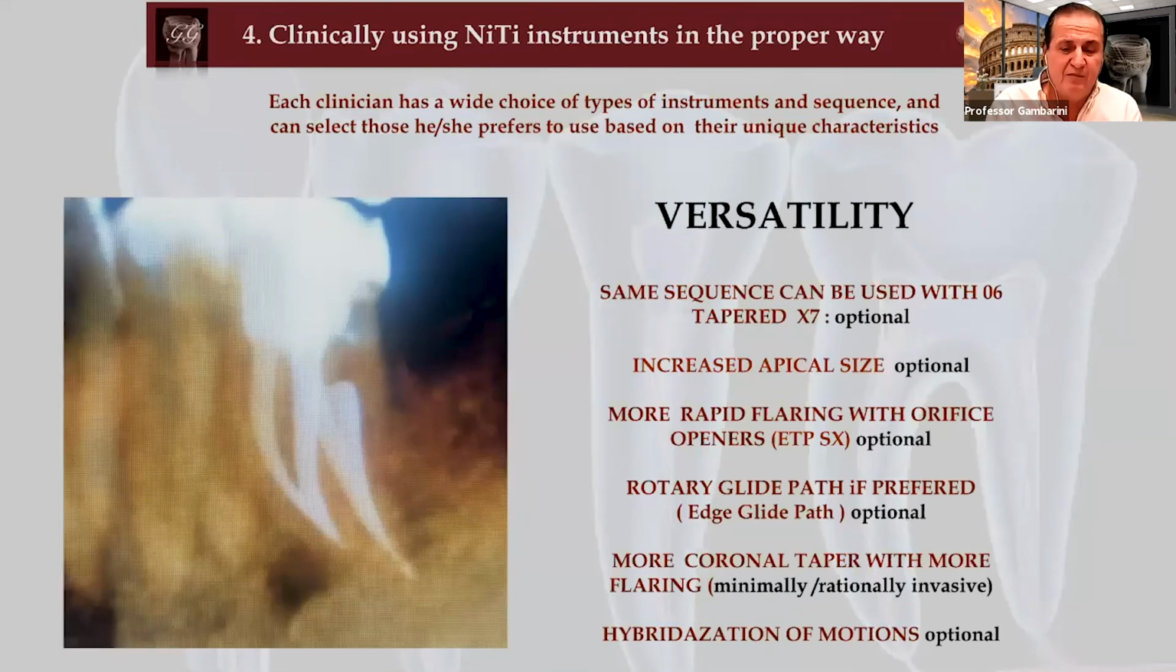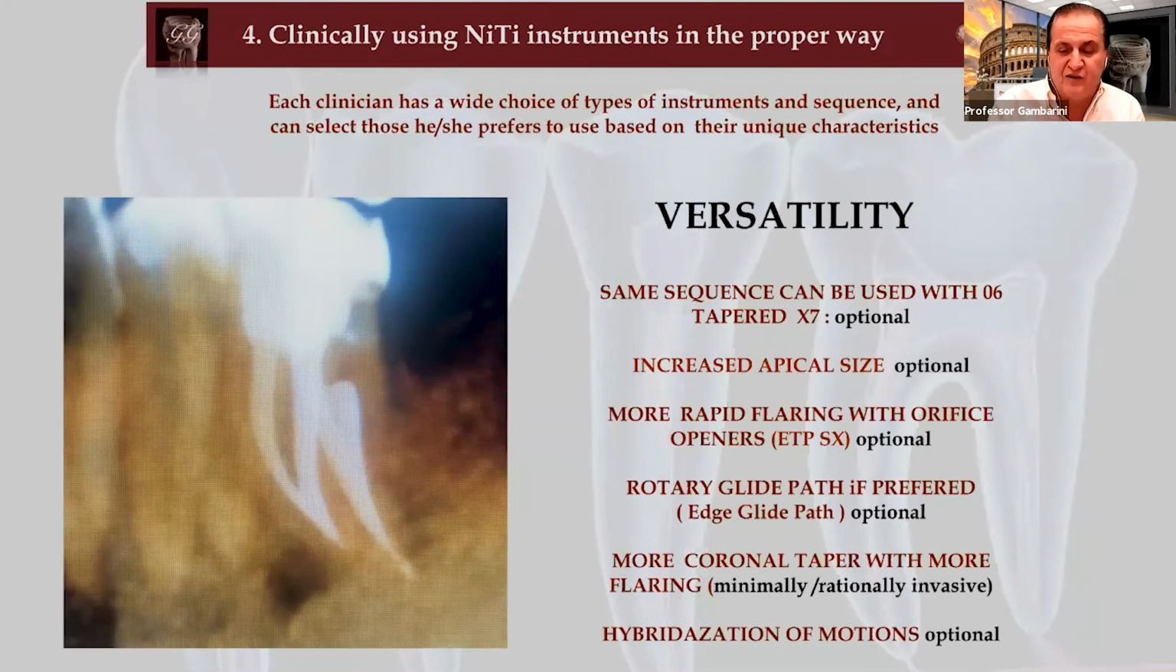But what I like more is that I can be very versatile. So the same sequence, if it's an easy case, I can use with a bigger taper. I can have in my X7 portfolio an increased apical size. I can do a more rapid flaring with the Edge Taper S6 opener. I can use, if I want, also Edge glide path files. I can do more or less coronal flaring, and also can do a very interesting thing.